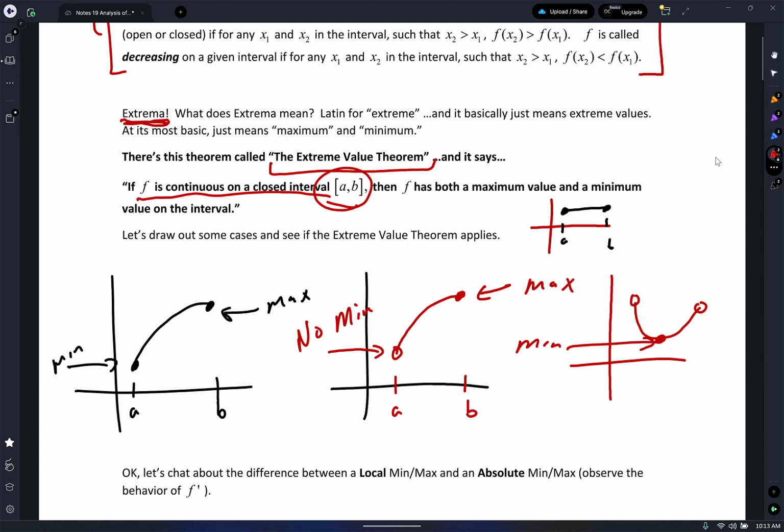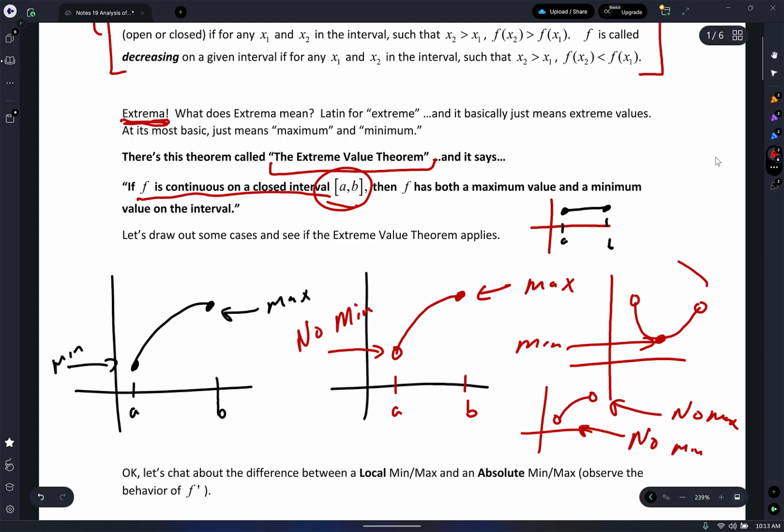All the extreme value theorem says is, if it would have done this, this has no min and no max. All the extreme value theorem says is that if you're continuous on a closed interval, you have a max and a min. If you're not continuous or you have an open interval, that does not mean that you do not have a max or min. Maybe you do, maybe you don't.